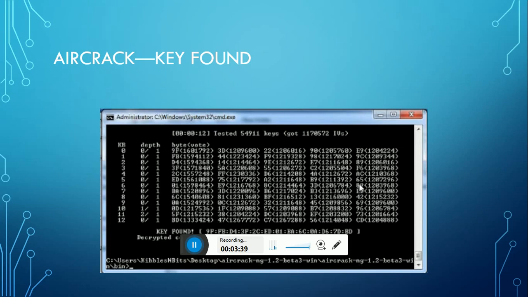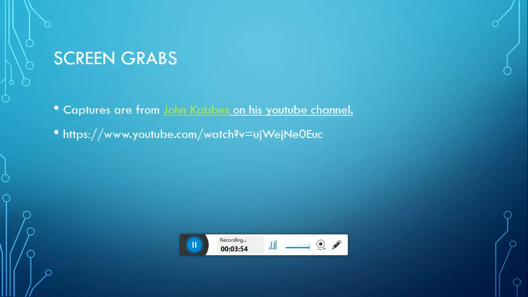You can see in this example the key was cracked. There is the WEP key right there that you can use, or people that are trying to hack networks can use to get to your data. These screen grabs were captured from a video from YouTube by John Gabbles.